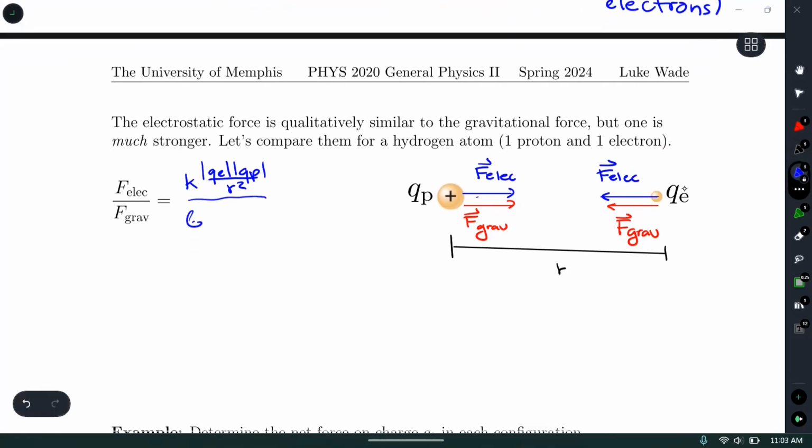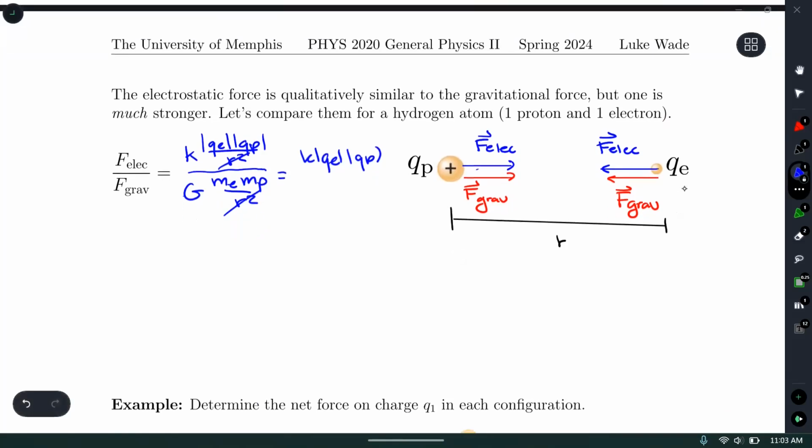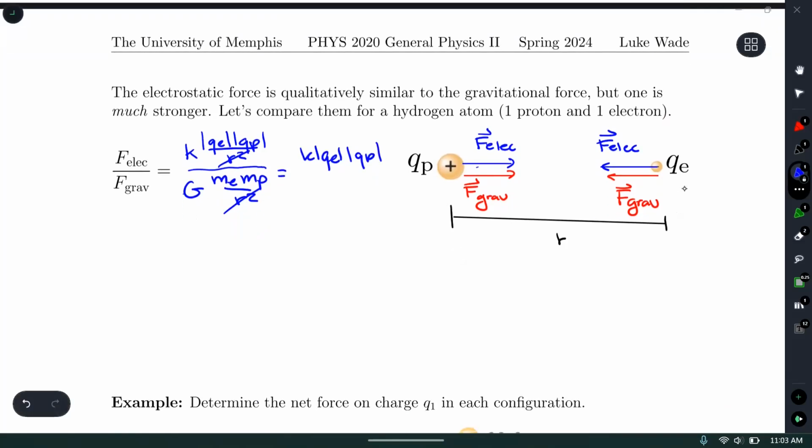Okay, gravitational force, G times the mass of the electron times the mass of the proton over the square of the distance between them. That's why it doesn't matter. Whatever the distance is, it's going to cancel out. Okay, so this is K, electron charge, proton charge, over G, electron mass, proton mass.